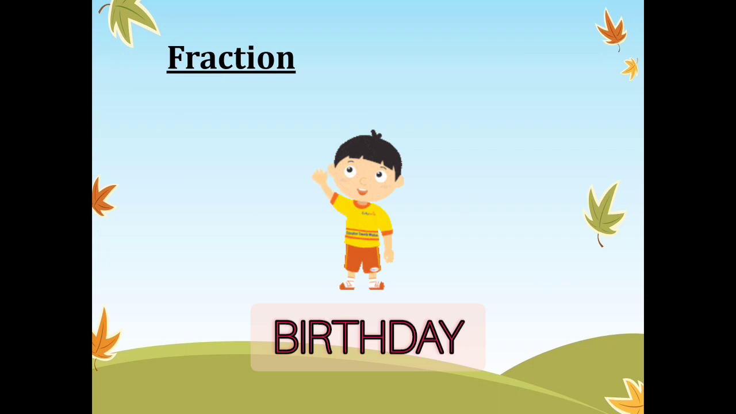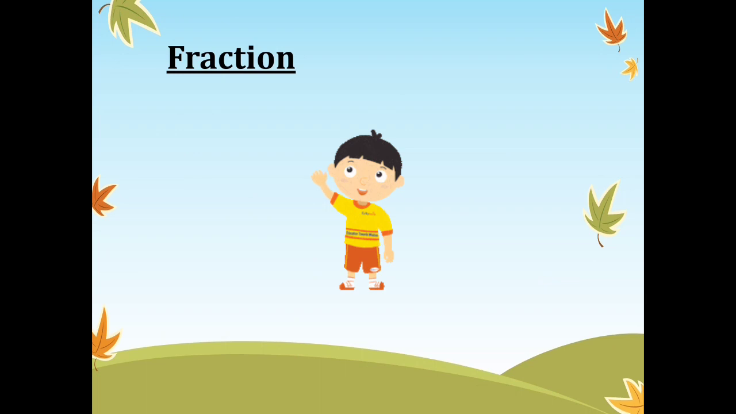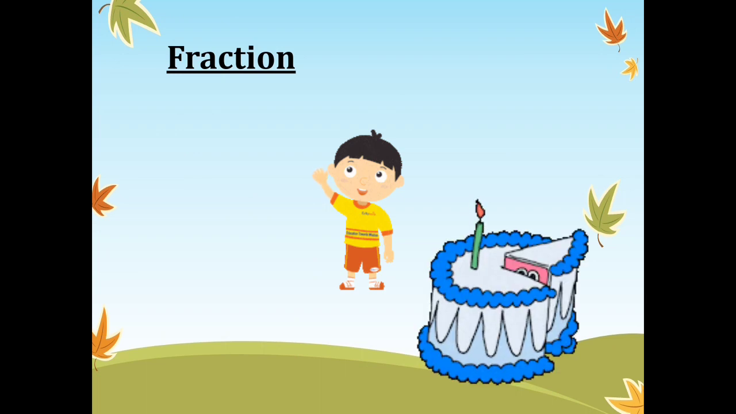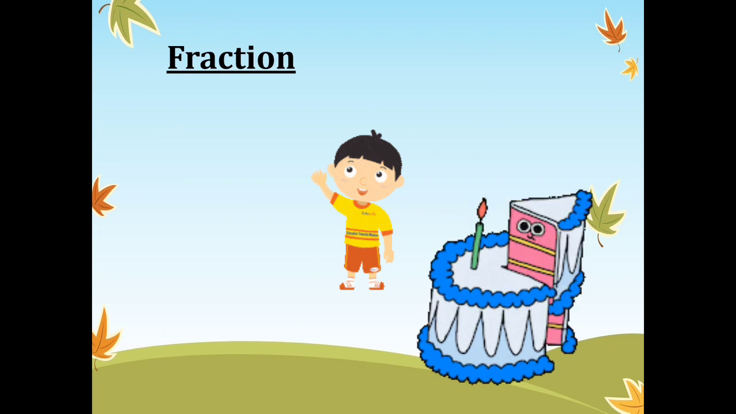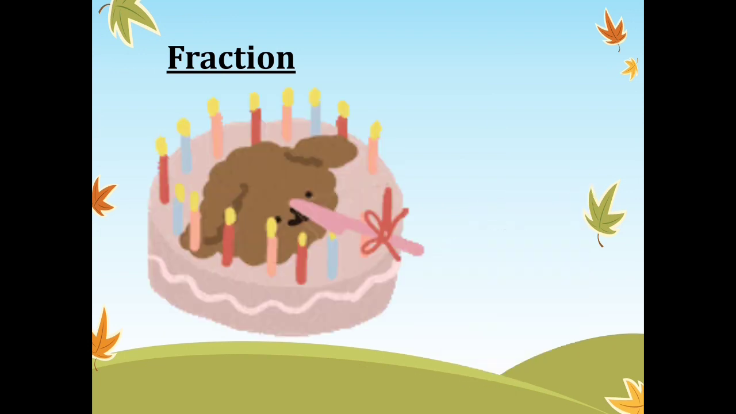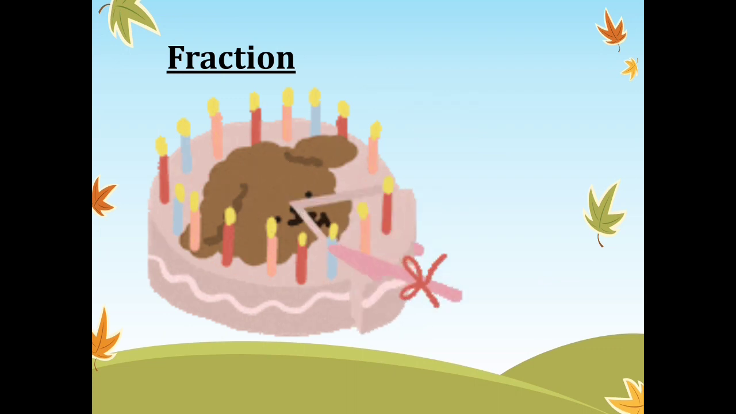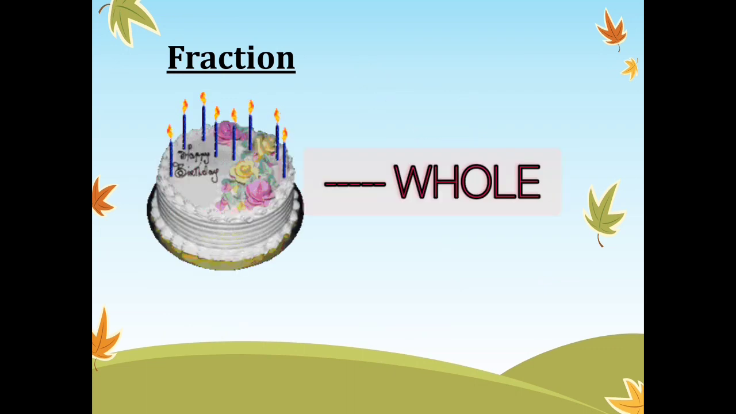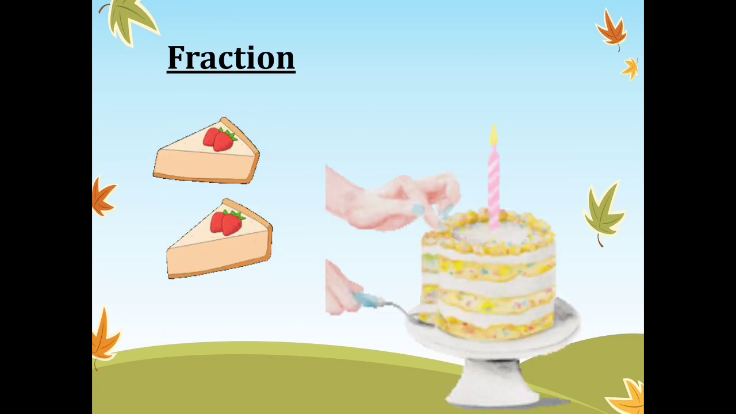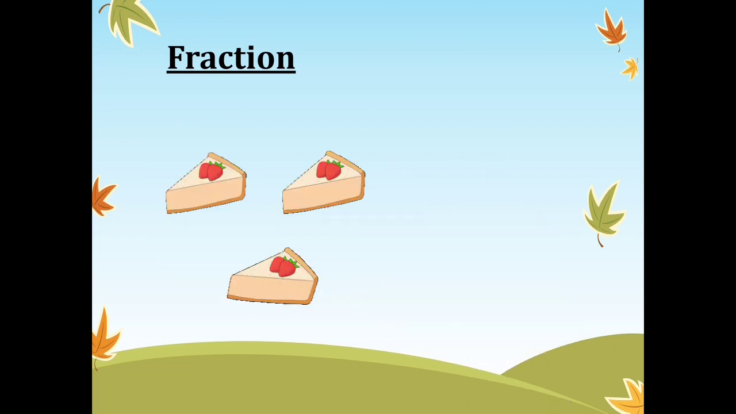He invited his 5 friends for the birthday party. Now he wanted to share his birthday cake with them, including him. So he thought he would divide the cake into equal parts. This cake is a whole. Divide the cake into 6 equal parts for equal sharing.